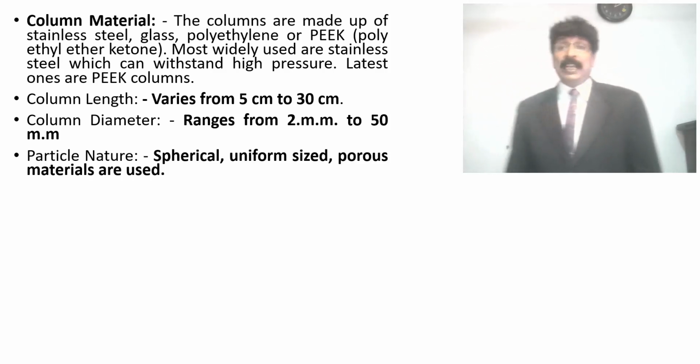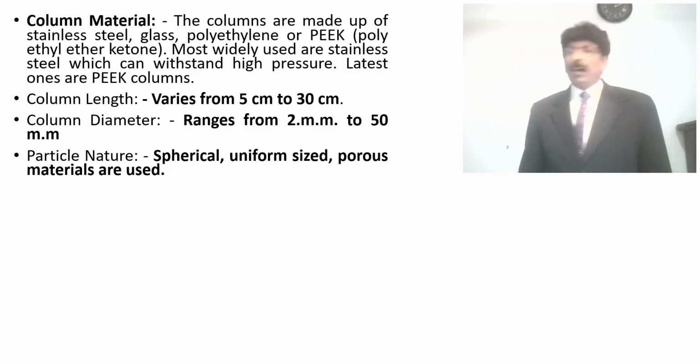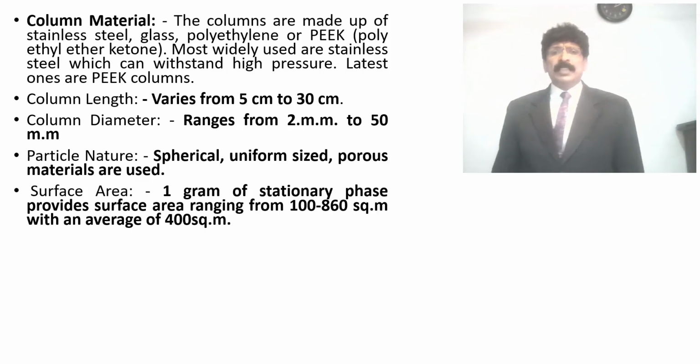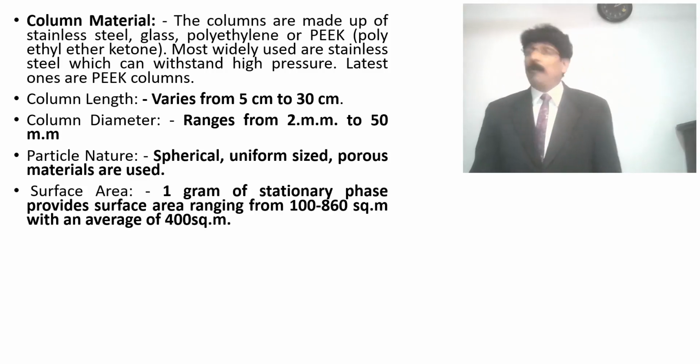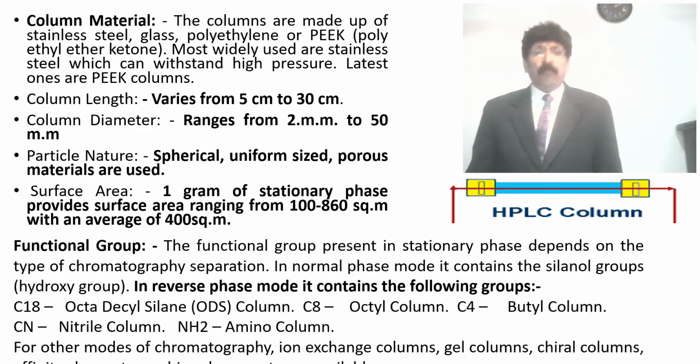Particle size may be spherical, uniform size, and porous materials are also used as in gel. Surface area: 1 gram of stationary phase provides a surface area ranging from 100 to 860 square meter, which is on average 400 square meter. Column functional group examples.